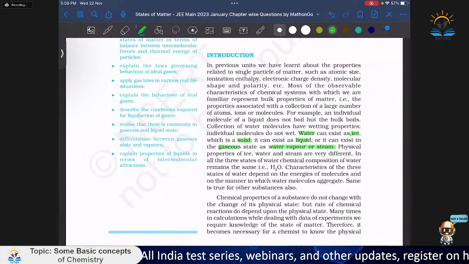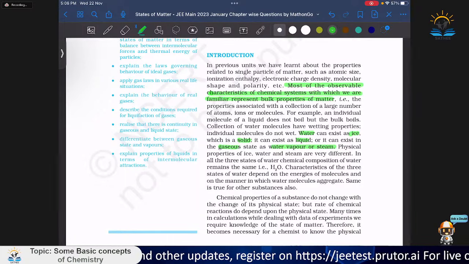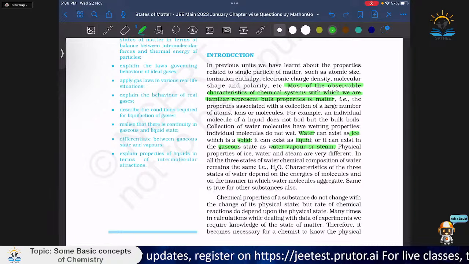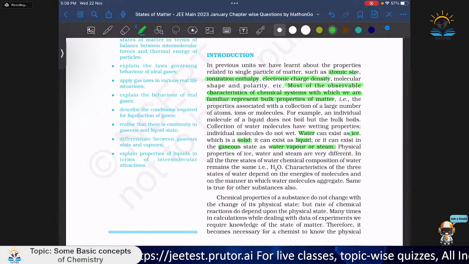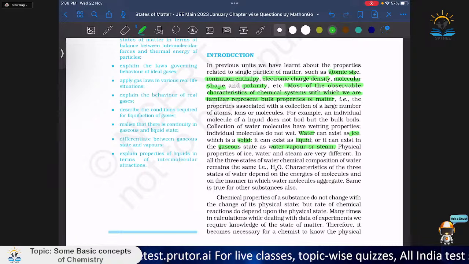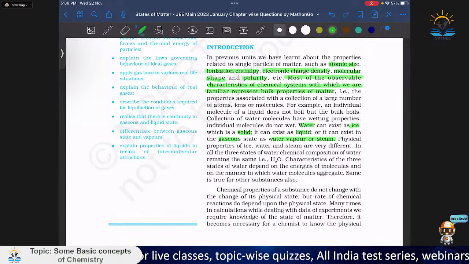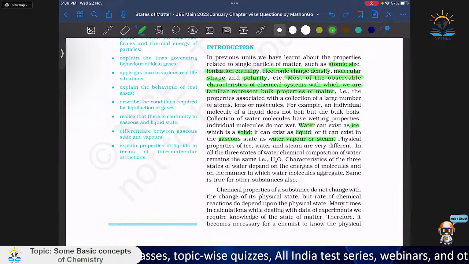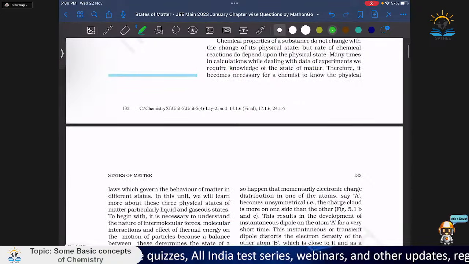Now, most of the observable characteristics of a chemical system with which we are able to familiarly represent bulk properties of matter are atomic size, ionization enthalpy, electronic charge density, molecular shape, and polarity. So with these properties, we are able to explain all the observable characteristics of a chemical. Now, this was the introduction.